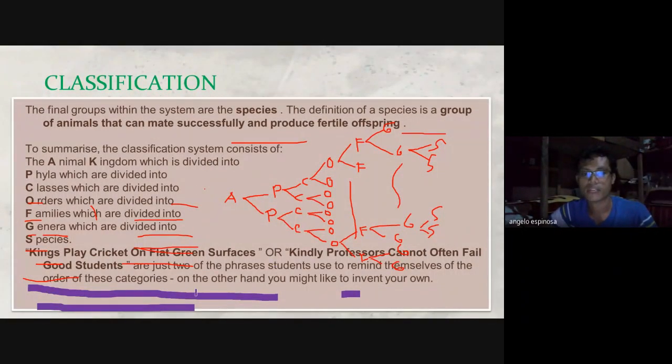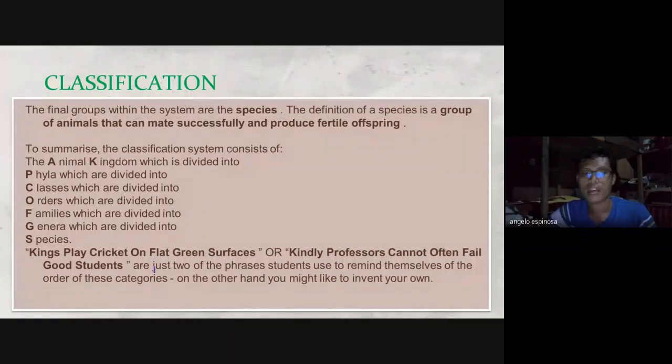So, ayan. Again, we have here just two phrases, but students can use those phrases to remind themselves of the order of these categories. On the other hand, you might like to invent your own. Pwedeng gumawa kayo ng sarili ninyong mnemonics or summarization of the classification system.